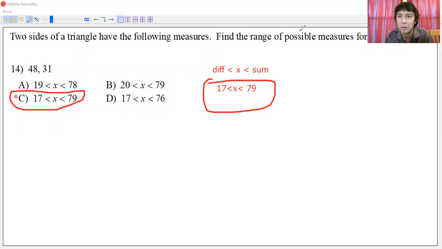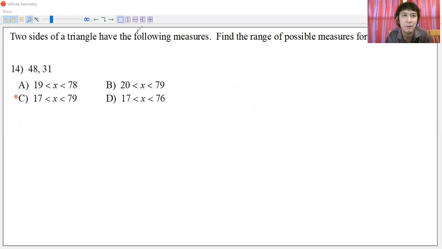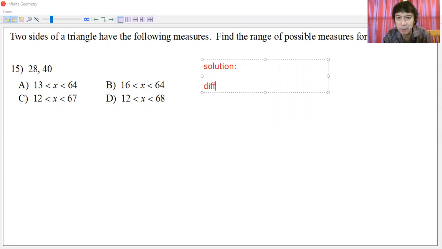Let's do now number 15. Two sides of a triangle have the following measures. Find the range of possible measures for the third side. So we will simplify our solution. We have difference, sum, just like that. And the difference here is about, how much is that? 12. So we have 12.